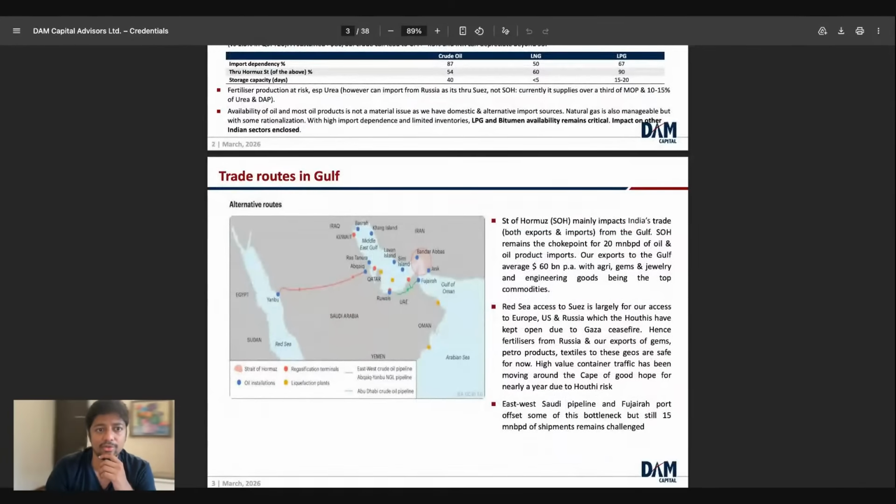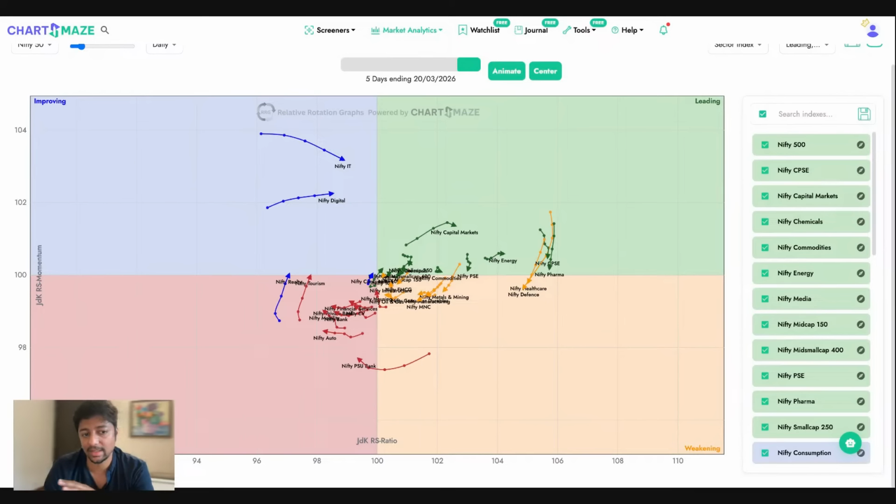Before that, let me quickly show you RRG for people who wanted to see RRG. So this is RRG. Look at this. Absolutely nothing is in momentum. It is showing capital markets are the only one that's leading right now. But absolutely nothing, honestly, is in momentum right now. Like, leave capital markets, nothing is in momentum.